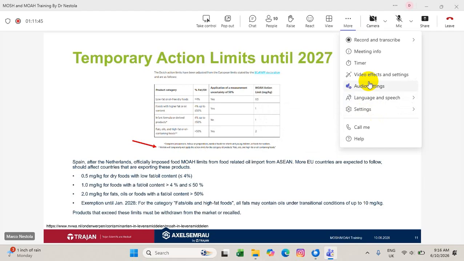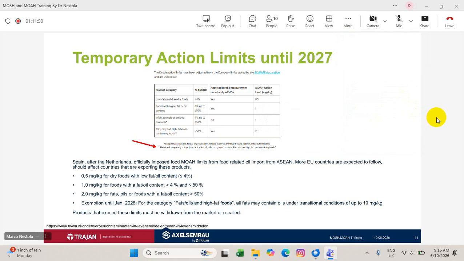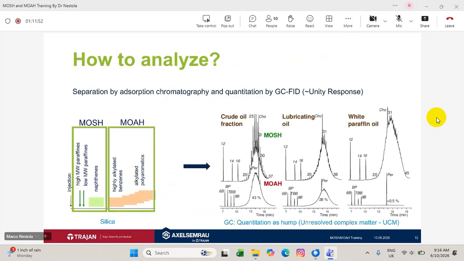So now we have already talked a lot about legislation. Now let's start with the fun part. So how is it analyzed?